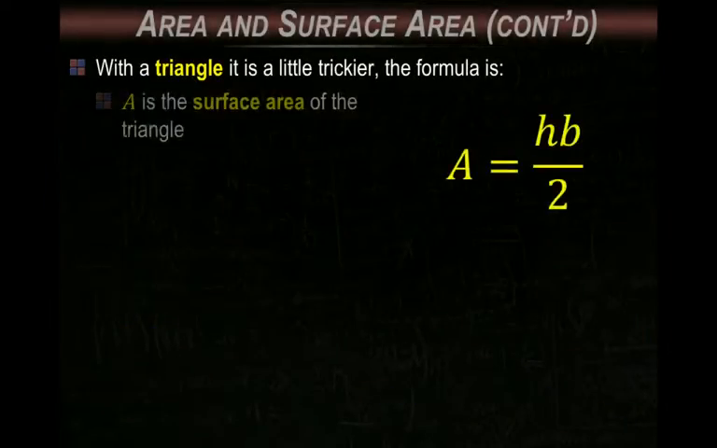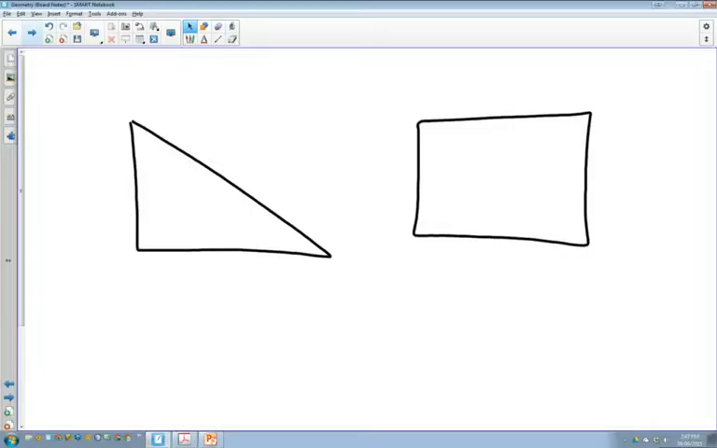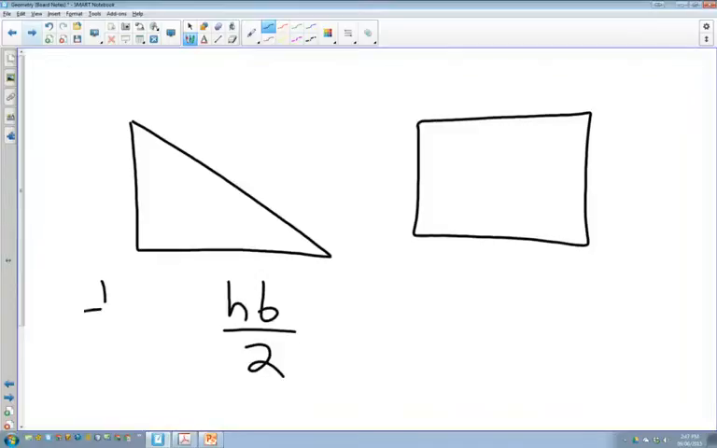Now, with a triangle, it's a little bit different. It's a little bit trickier. With a triangle, the formula gets more complicated. With this formula, we're still doing a multiplication, but then we're using this thing that looks like a fraction. Let me just write this out real quick. It's HB over 2. This thing looks like a fraction like 1/2, and that's exactly right.